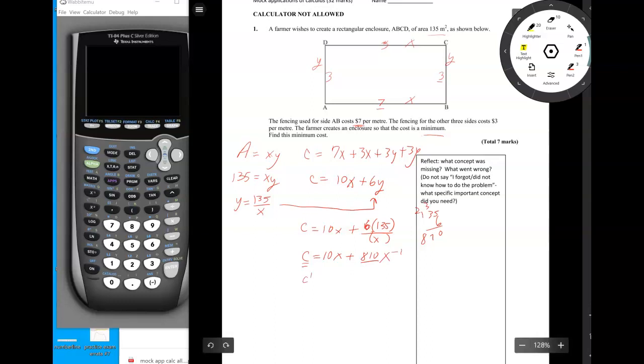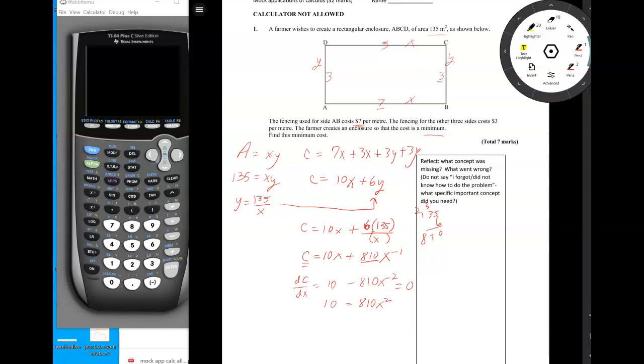So the derivative of C, I'm going to put dC/dx to show I'm taking the derivative with respect to x, is going to be 10 minus 810 x to the negative 2, right? Because the negative 1 comes down, so it makes the 810 coefficient negative. Then I set that equal to 0, because the way I find the minimum point is I set the derivative equal to 0. And so now I can subtract 810x squared to the other side.